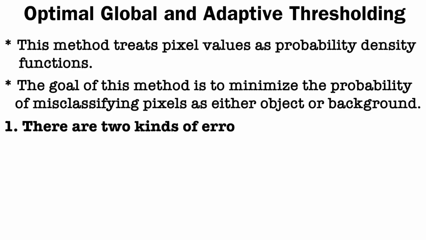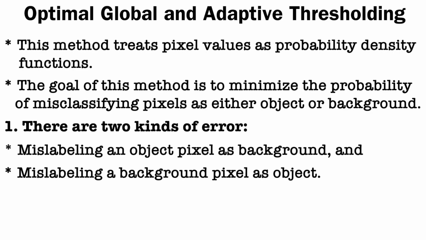This method treats pixel values as a probability density function. The goal of this method is to minimize the probability of misclassifying a pixel as either object or background. There are two types of error here: mislabeling an object pixel as background, and mislabeling a background pixel as object.